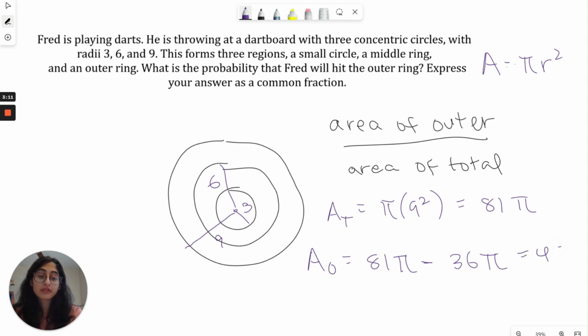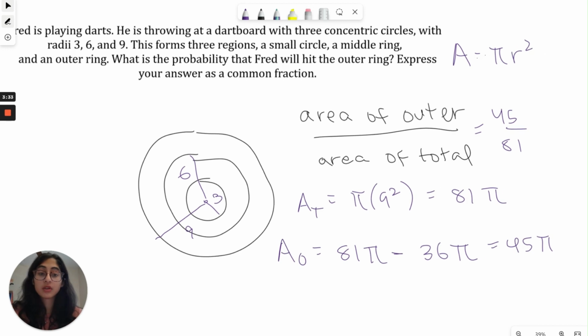So that means our probability, if it's the area of the outer ring over the area of the total circle, is going to be 45 pi over 81 pi. Now we can simplify this. We can divide both sides by pi, but we can actually simplify it a little bit further. We know that both of these numbers are divisible by 9. So once we divide the numerator and denominator by 9, our probability is going to be 5 over 9. Our final answer is 5/9.